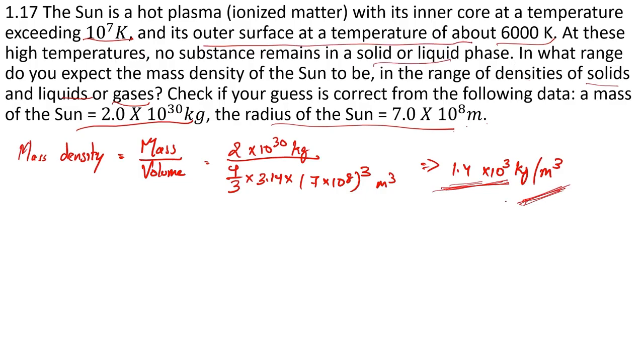So we can conclude this question by saying that this high density of the sun is the consequence of the gravitational pull of the sun towards the core, that is making it much denser. Even though the temperature doesn't allow it to be in the solid or liquid phase, the gravitational pull of the sun towards its core has made it denser, like a liquid.